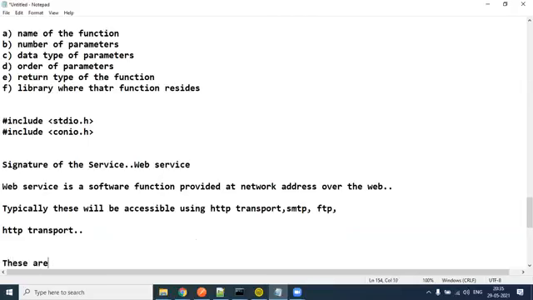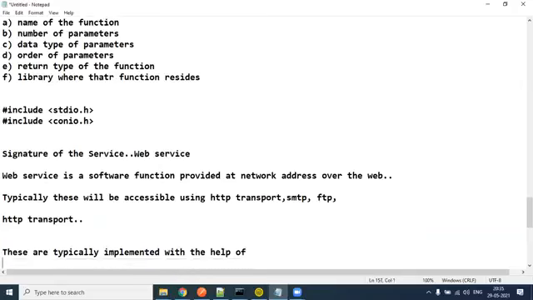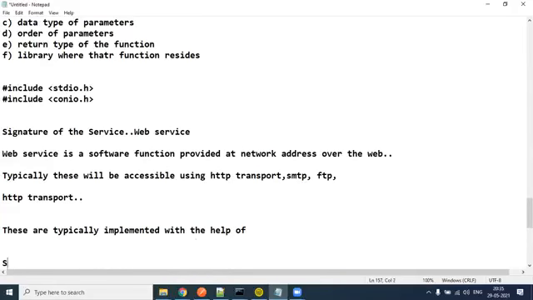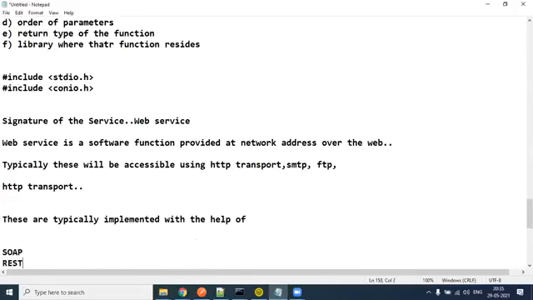These are typically implemented with the help of SOAP or REST, or I can say that there are two classifications of the web services.